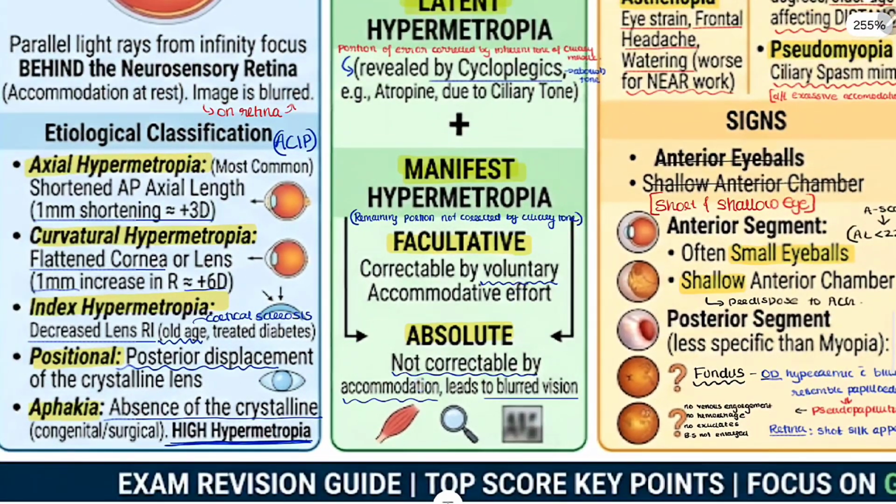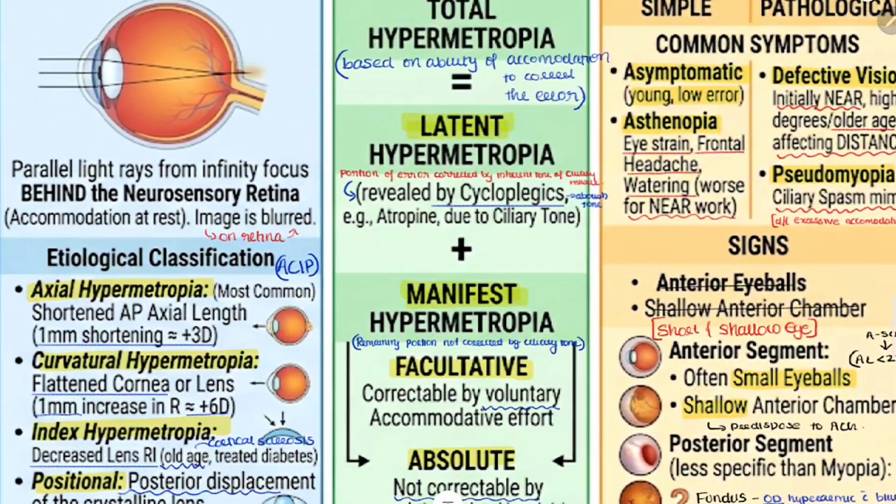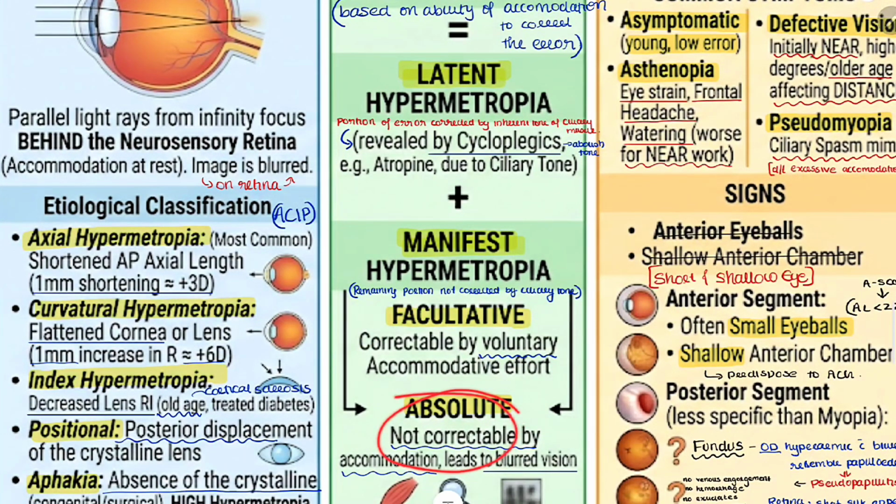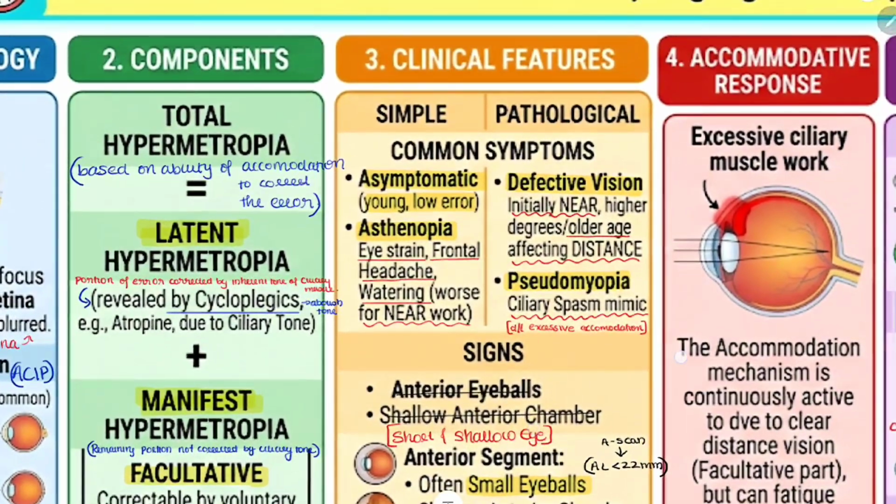This is the components of hypermetropia. So total hypermetropia is equal to latent hypermetropia plus manifest hypermetropia. Manifest hypermetropia means facultative, that is correctable by the voluntary accommodation, while absolute is not correctable by the voluntary accommodation. Now coming to the clinical features.